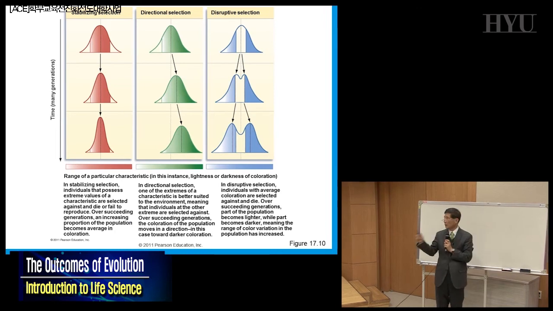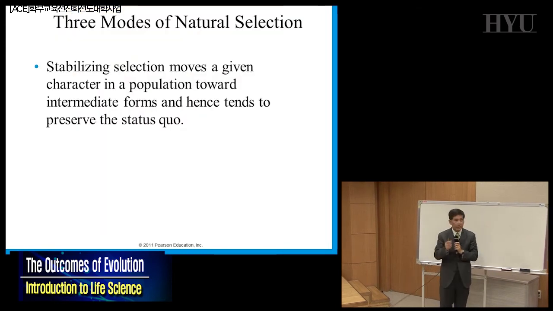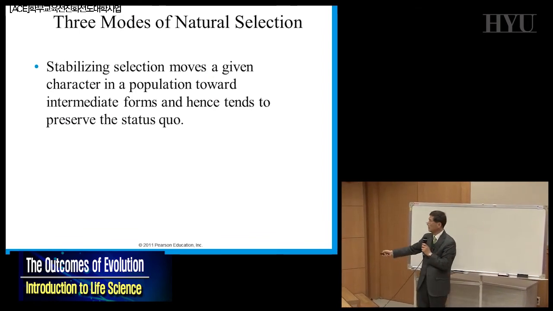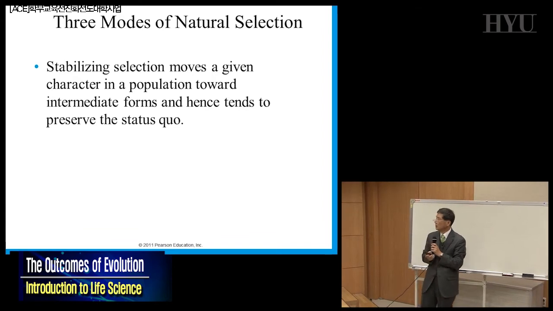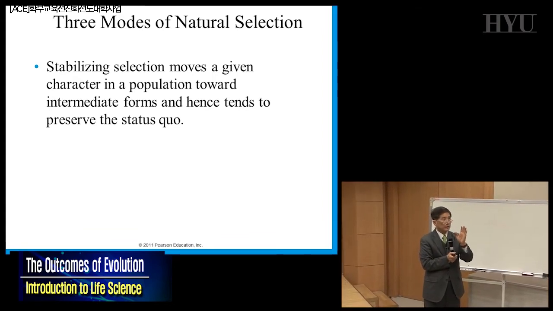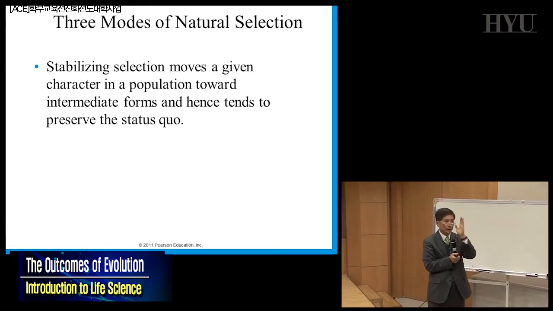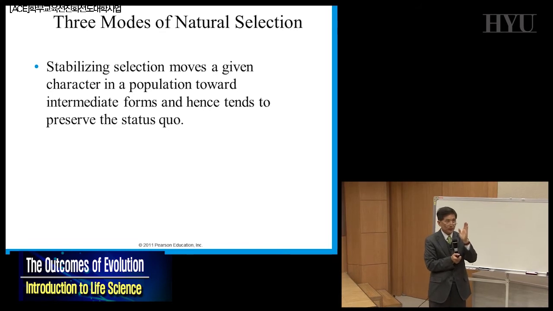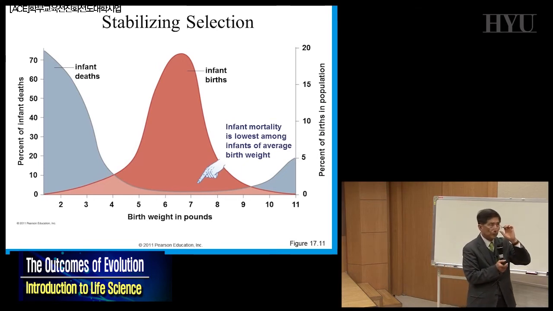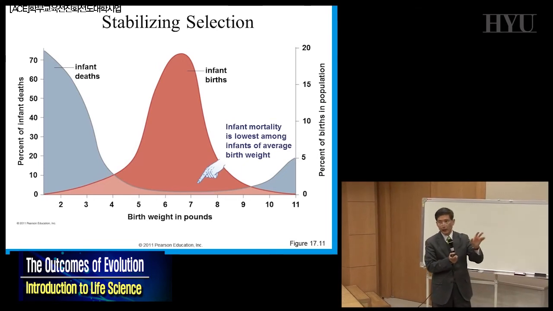You can understand it. The first one is stabilizing selection, which moves a given character in a population toward intermediate, middle forms, and hence tends to preserve the status quo. In other words, the environment is very, very stable. There's not much change, and then the medium becomes advantageous. A good example is human birth, the baby.